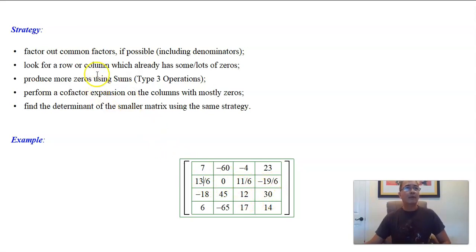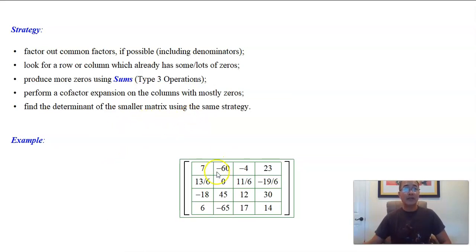Look for a row or column which already has some or lots of zeros. Well, how generous of me, I gave you a single 0. So we'll either pick column 2 or row 2. Once you've made a choice, produce more zeros on that row or column by using sums, in other words, type 3 row or column operations. There, now it looks better.